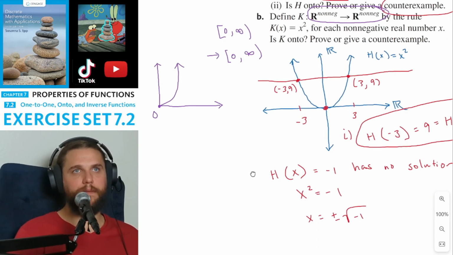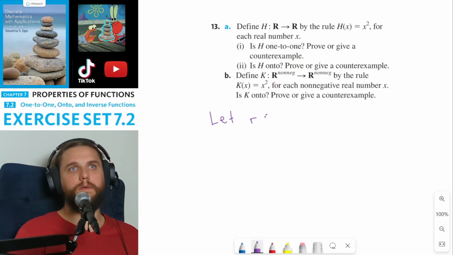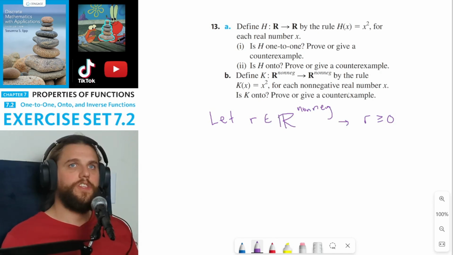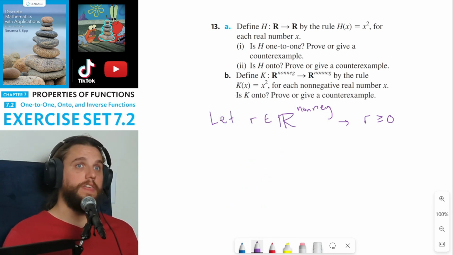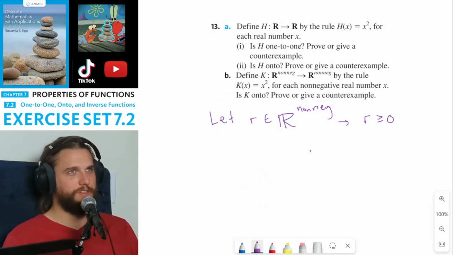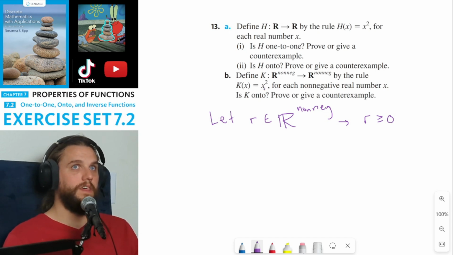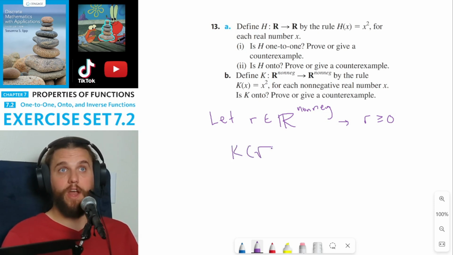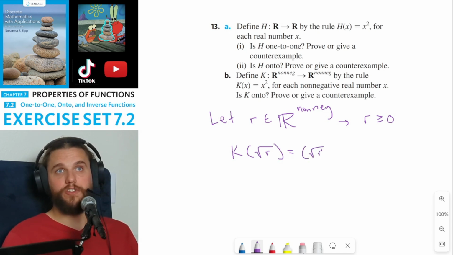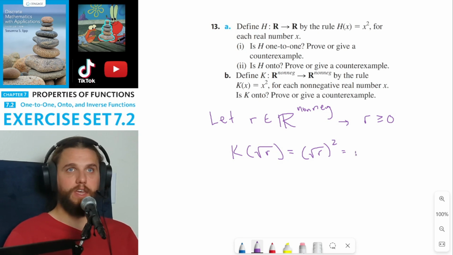But let's prove that. To prove this, we're going to let r be an element in the codomain. This is just a fancy way of saying that r is greater than or equal to 0. Now we need to show that there's a number that we can plug in from the domain that gives specifically the output r. So what can we plug into this function that's in the domain that gives us the output r? We have to think about the inverse function, which the inverse function to squaring is the square root function. And it turns out that if we plug in the square root of r, we end up getting the square root of r squared, which the square root and the square cancel here, and we end up getting just r.